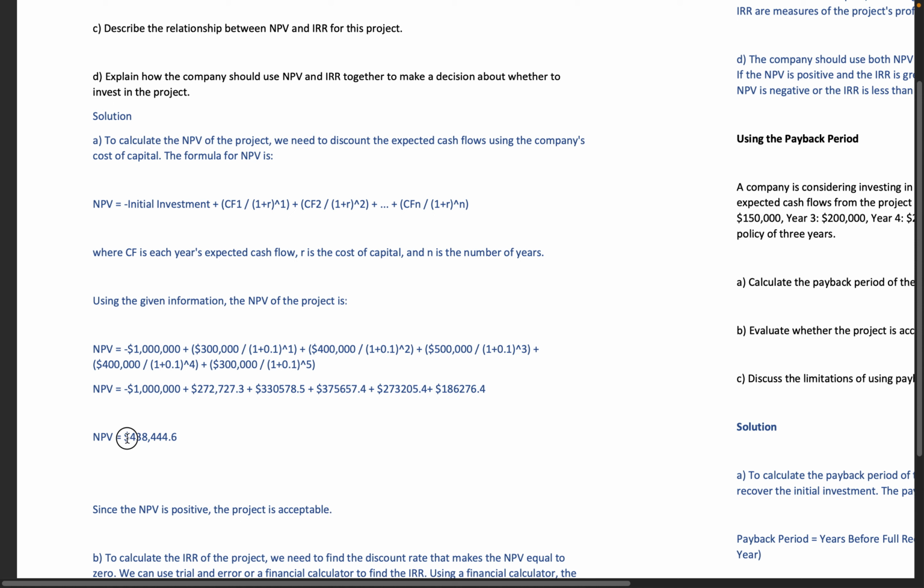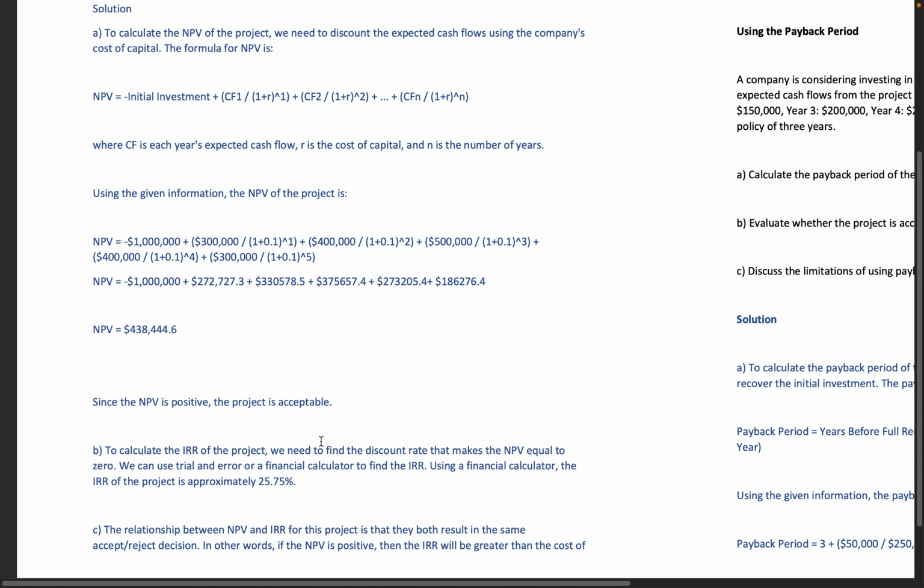And we see the NPV value is 438,444. The project is positive in terms of NPV, so therefore it's acceptable. The IRR, we get an IRR of 25.75% because we've used our calculators. You could use trial and error, and just to remind you again, if you are interested in looking at how the trial and error is done, refer back to the class notes that we have for topic 4.